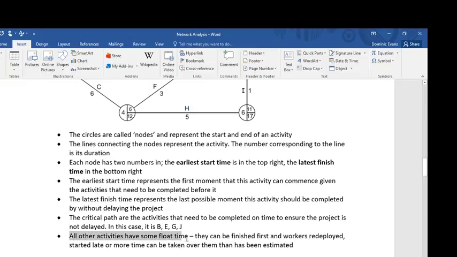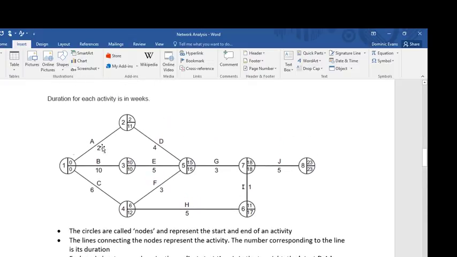These activities that have float time can be finished first and workers can be redeployed. So we could get them done and then redeploy workers to something else. Or we can start them late and maybe not employ people to do them until the last minute. Or we can take more time over them, maybe employ fewer people, maybe take a little more time to do this market research and employ fewer people to do it.